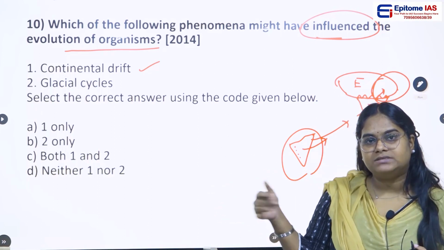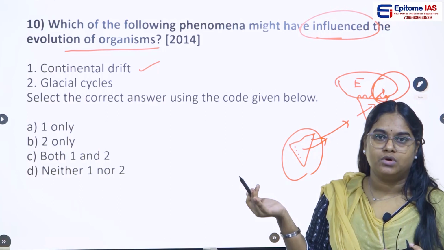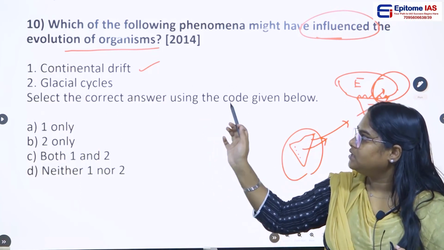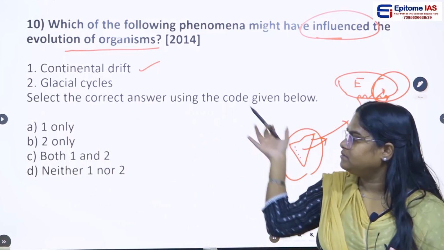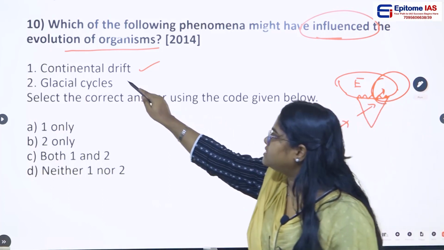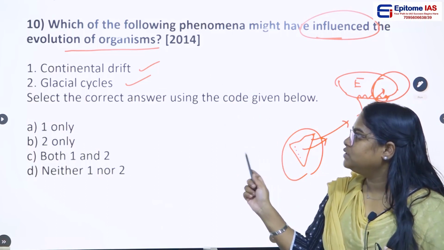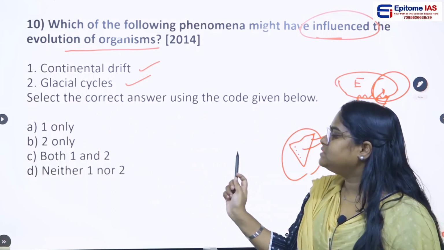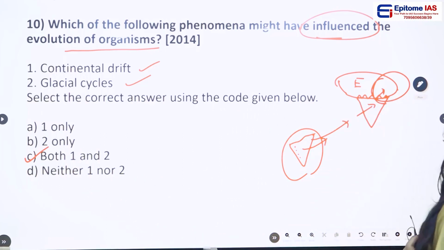So what happens again, some of the species might go extinct because of this, or it will influence the evolution of organisms in both ways, during the extreme ice age and during the melting of ices. So in both ways, these glacial cycles are also influencing the evolution of organisms. So both continental drift and glacial cycles influence the evolution of organisms. So the correct answer is C, both 1 and 2.